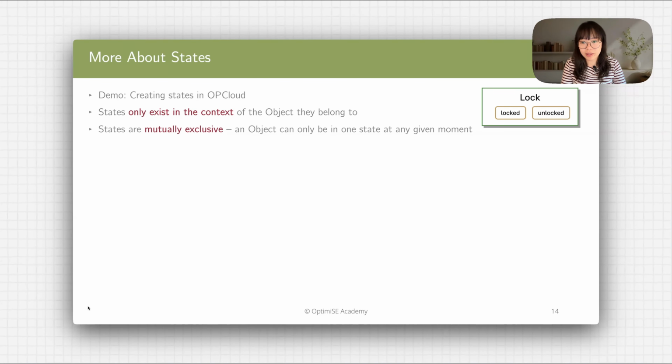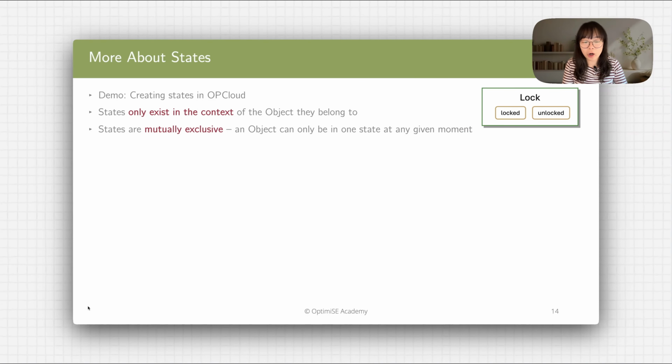States are also mutually exclusive, meaning that an object can only be at any one of its states at any given point in time. You may have heard of Schrödinger's cat from quantum mechanics, where the cat is both alive and dead at the same time before an observation is made. Fortunately, OPM is built on conventional physics, which means that we can only have mutually exclusive states.